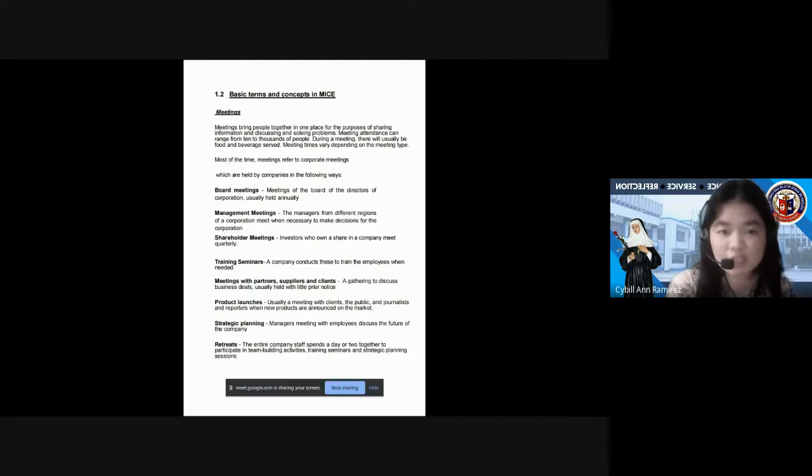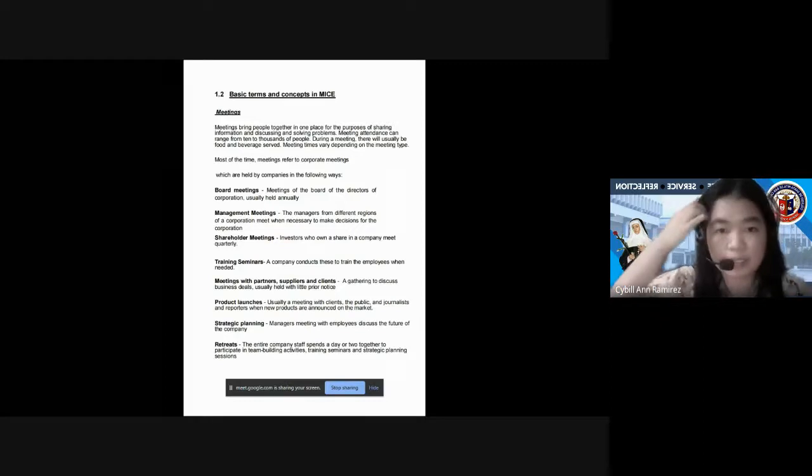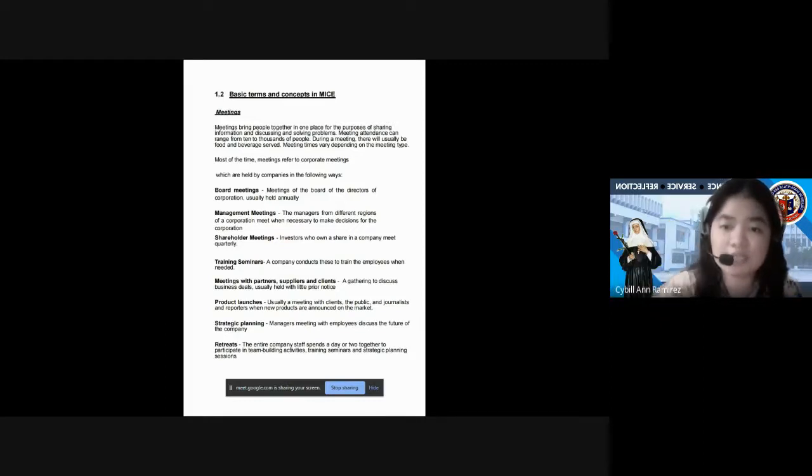So, next are shareholder meetings. Board meetings and shareholder meetings are different. Sometimes they are separate because there are other investors outside of the company who own a share in it. They meet quarterly, while board meetings are held annually. Shareholders meetings are quarterly because, of course, they would like to discuss how the company is performing. If it is performing well, then the shareholders will surely benefit.